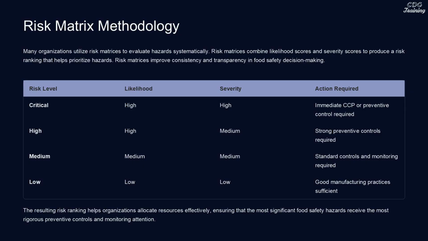Many organizations utilize risk matrices to evaluate hazards systematically. Risk matrices combine likelihood scores and severity scores to produce a risk ranking that helps prioritize hazards. Risk matrices improve consistency and transparency in food safety decision-making. The resulting risk ranking helps organizations allocate resources effectively, ensuring that the most significant food safety hazards receive the most rigorous controls and monitoring attention.